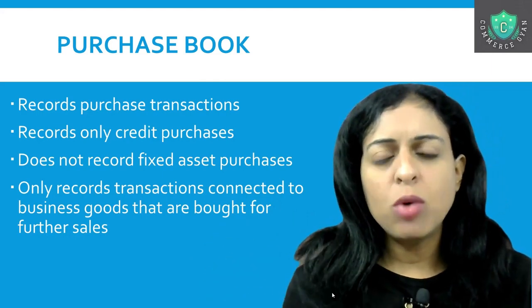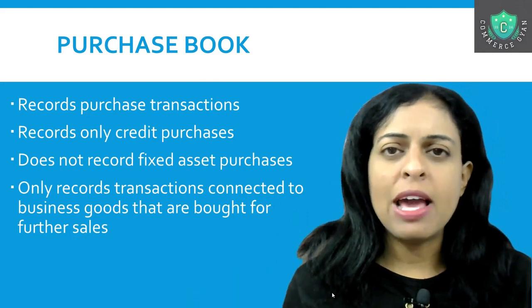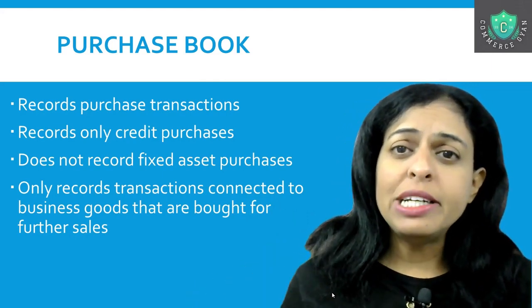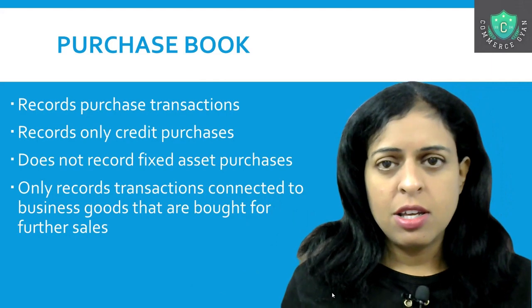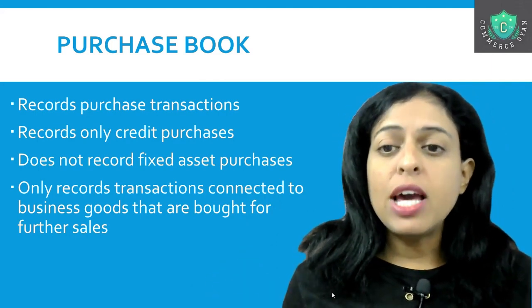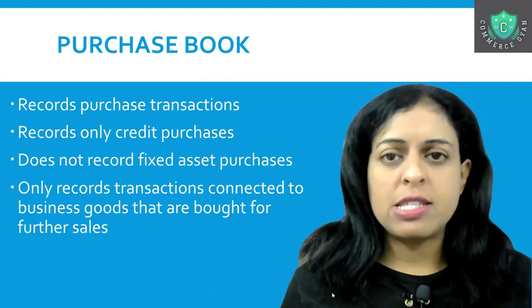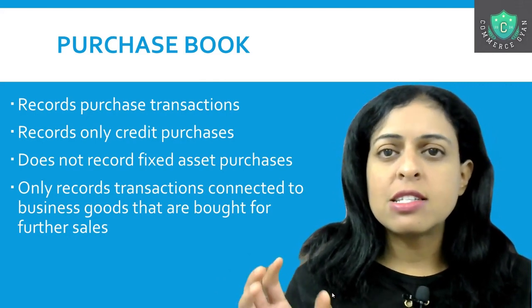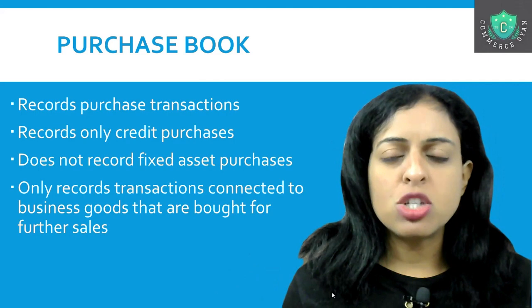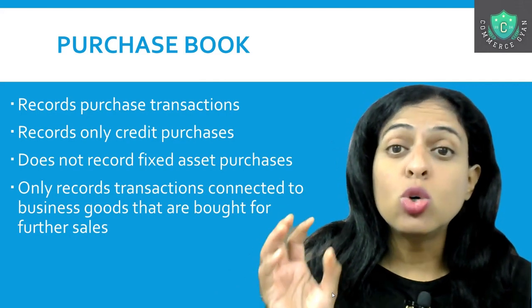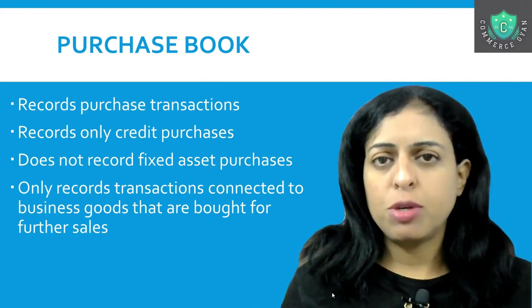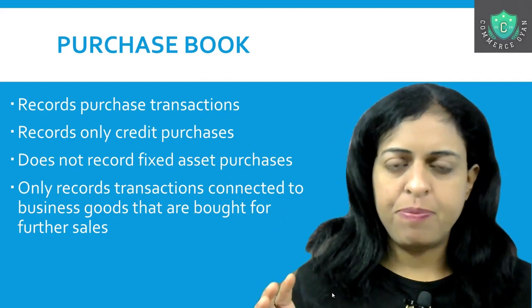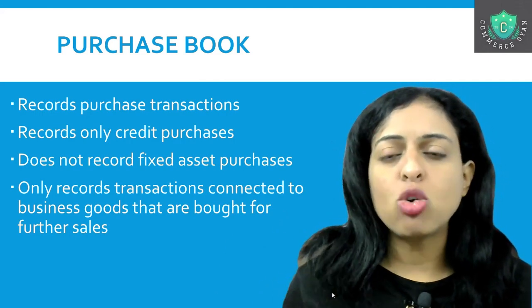So it could be n number of fixed assets that you buy, and sometimes if you don't need them, you may also sell it, right? So in this case, we are not talking about fixed assets. We are not going to record the fixed assets in the purchase book, because purchase book is connected only to the goods which are bought for the purpose of sale ahead. Fine. So that is very important to remember.